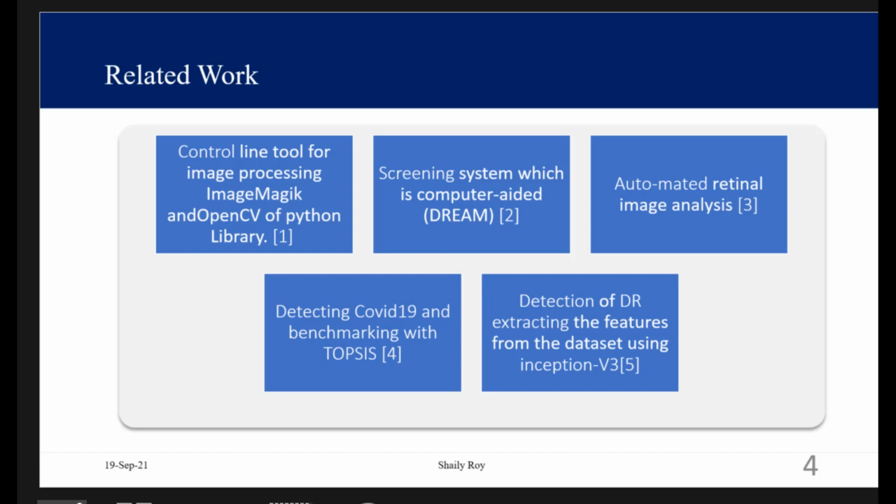The authors have pre-processed the dataset with a scaled resolution using a command line tool for image processing, ImageMagick, and the OpenCV library for Python. To speed up the training, the leaky rectifier activation function is used in the neural network model. For analyzing the result, the researchers have used the quadratic weighted kappa metric using the previously calculated grading values.